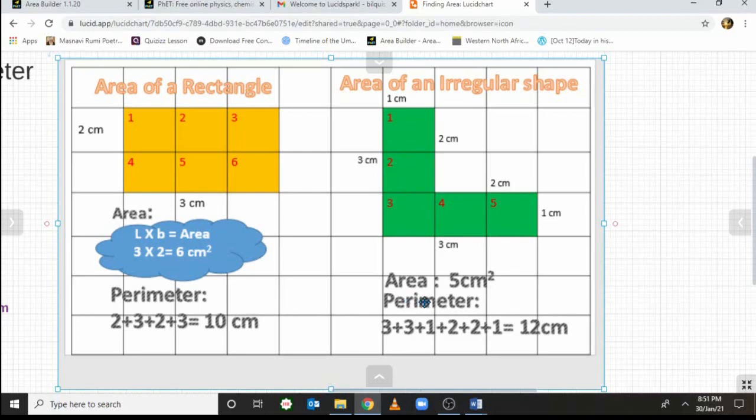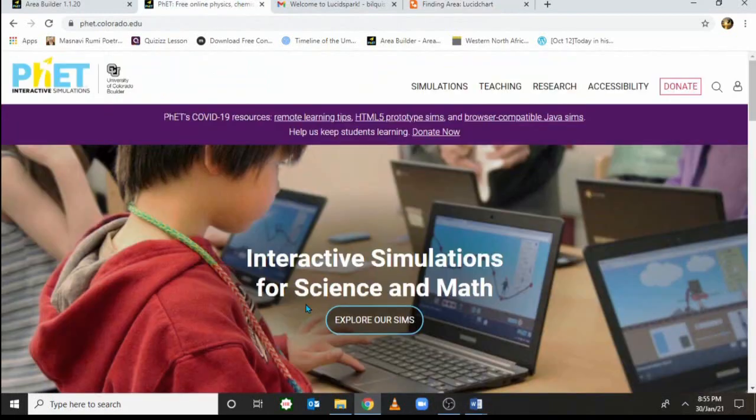So I'll just count the squares: 1, 2, 3, 4, 5. So the area of this irregular shape is 5 centimeter square, and the perimeter we will calculate: 3 plus 3 plus 1 plus 2 plus 2 plus 1 is equal to 12 centimeter. So simple. Is it clear now? Now let's explore the area and perimeter on an online software.